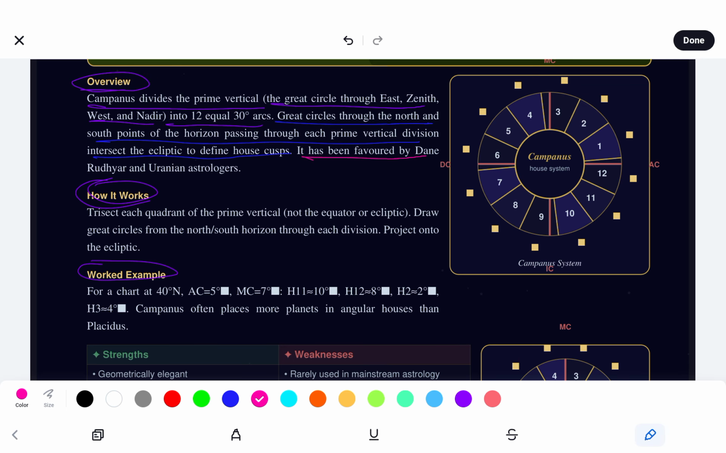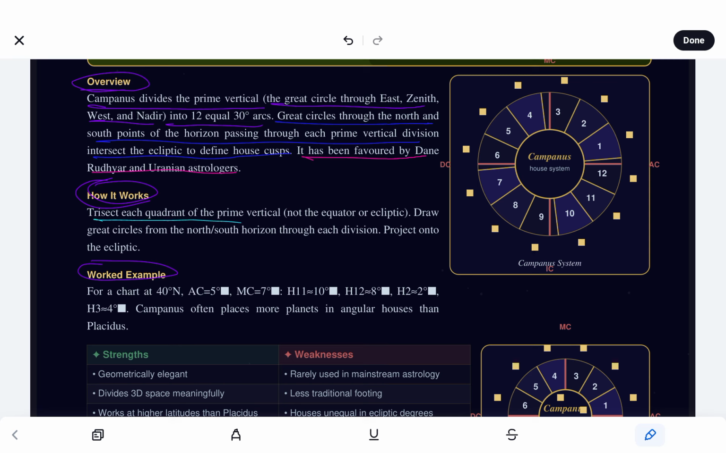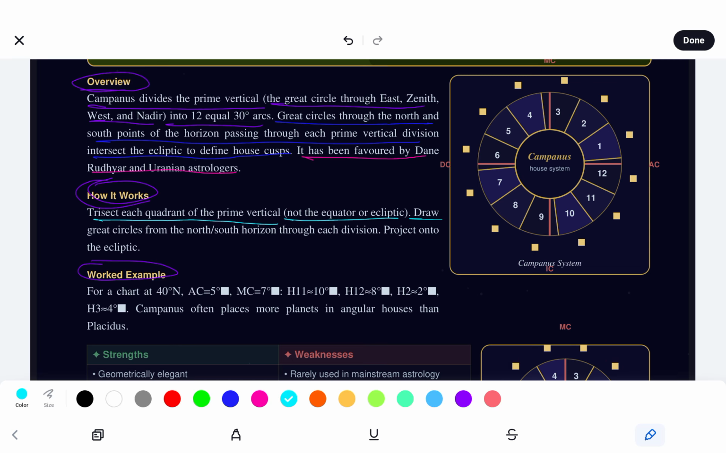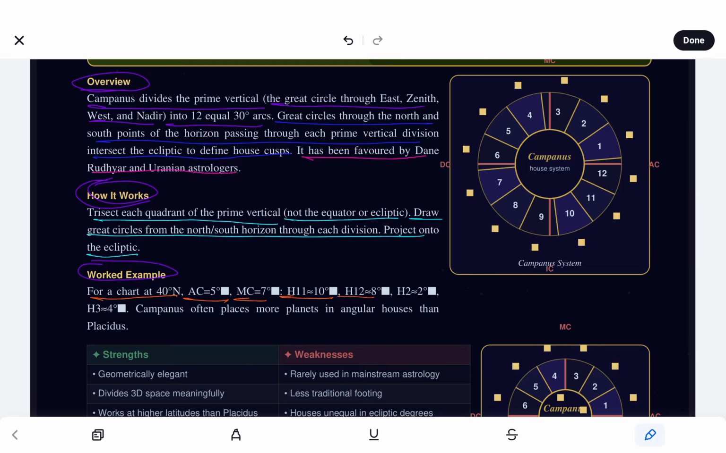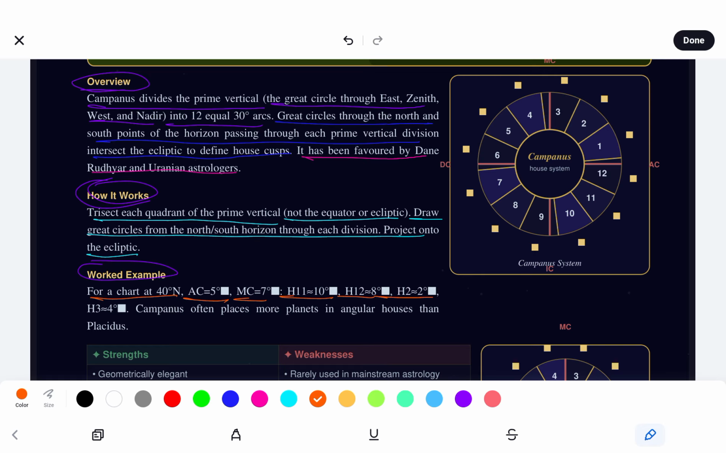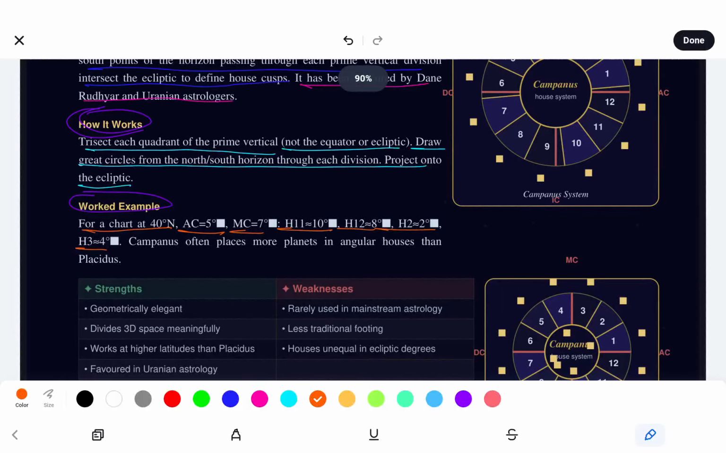It has been favored by Dane Rudhyar and Iranian astrologers. Trisect each quadrant of the prime vertical, not the equator or ecliptic. Draw great circles from the north-south horizon through each division, project onto the ecliptic. And so for a chart at 40 degrees north, the ascendant equals 5 degrees, midheaven equals 7 degrees, 11th house equals 10 degrees, 12th house equals 8 degrees, second house equals 2 degrees, third house equals 4 degrees. Campanus often places more planets in angular houses than Placidus.